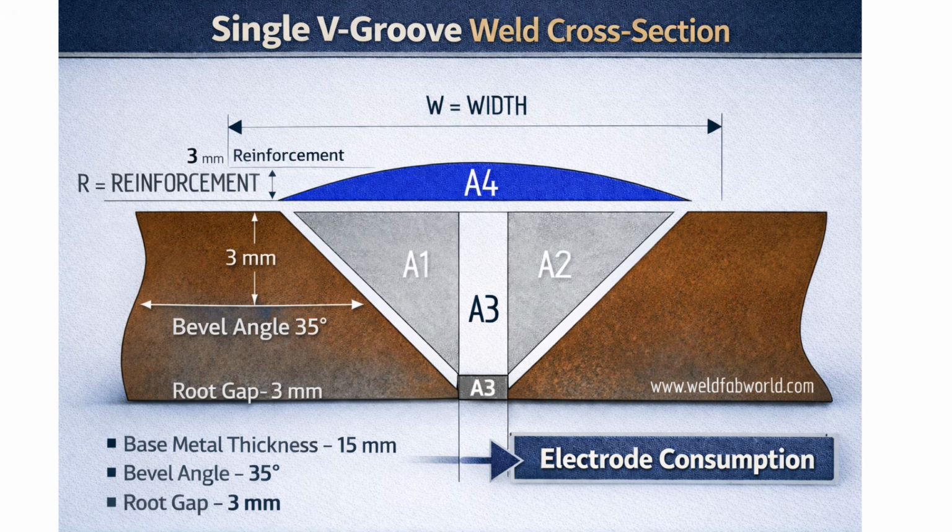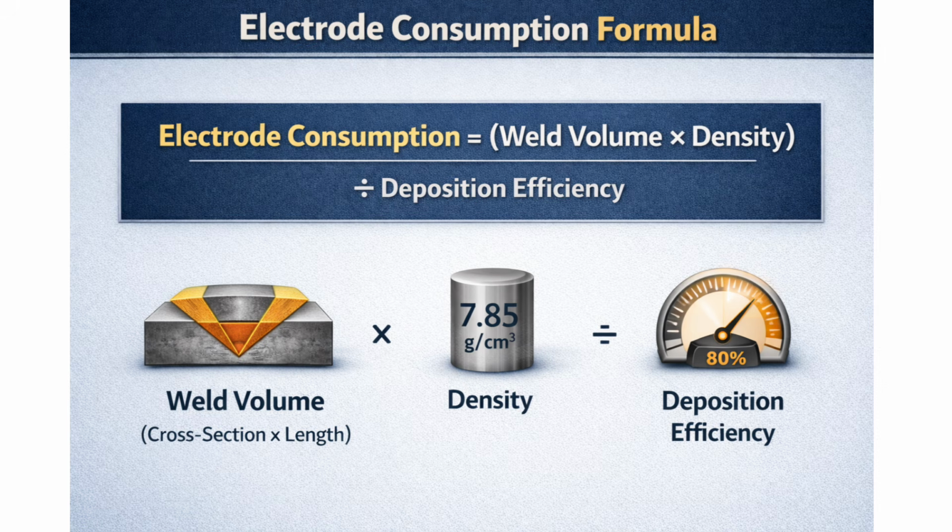First, calculate the weld cross-sectional area by breaking the groove into simple shapes, triangles and rectangles. Multiply area by weld length to get volume. Then multiply volume by density to get the weight of weld metal. Finally, divide by deposition efficiency to get the electrode required.